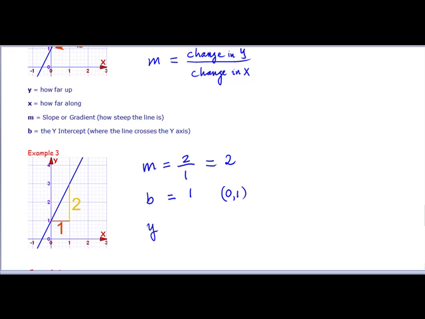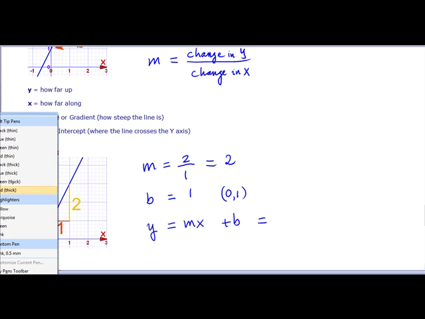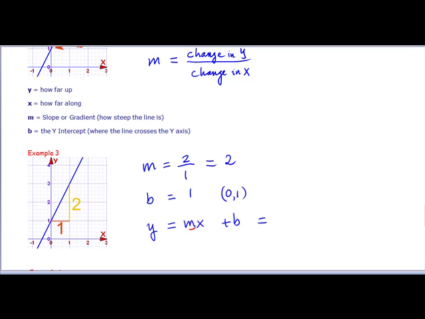Now to find the equation of the line, we're using the slope-intercept form. All you have to do is replace the m with the slope and replace the b with this value. That's it, we're done. So I got y equals 2 times x plus 1.